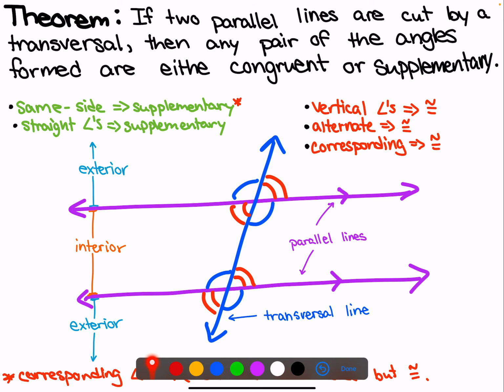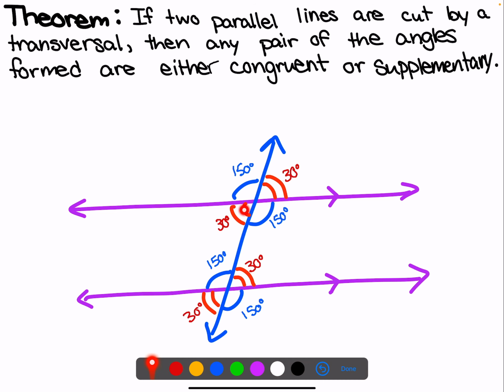For instance, if, like I said, this is 30 degrees earlier, I couldn't say that this angle is 30 degrees without noting that they are alternate interior angles. So we're going to be using a lot of those theorems that we've been talking about in order to prove that the lines are parallel.